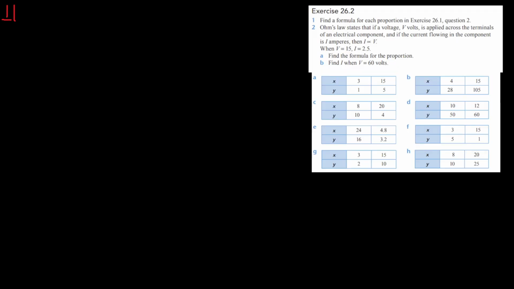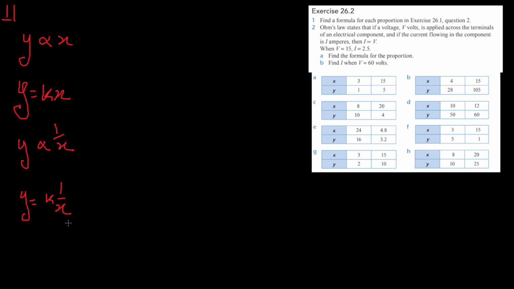So let's move on to number 3 now. In this question, it asks us to find the formula. So if you want to find the formula for a proportionate value, we can write y equals kx. And if you want to find the formula for an indirectly proportionate thing, we can just write y equals k times 1 by x.